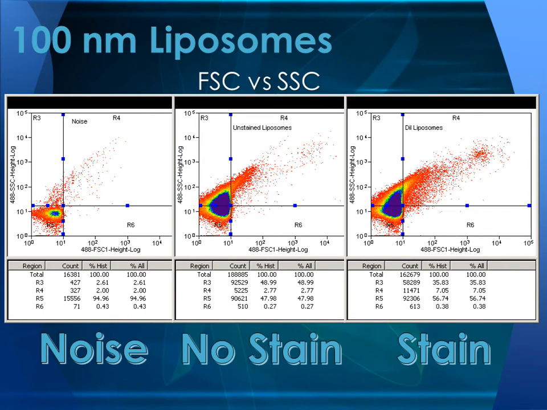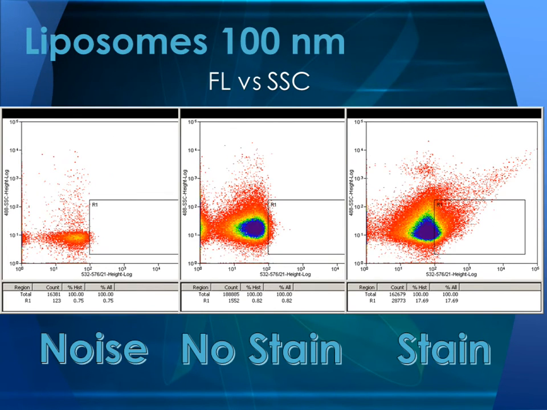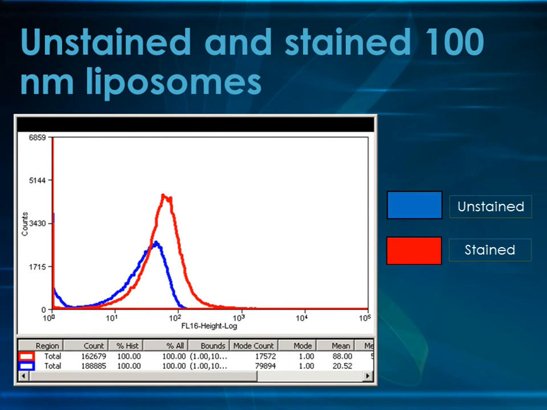The next slide shows stained 100 nanometer liposomes on the Astrios EQ. The first slide shows the forward scatter versus side scatter performance with noise, no stain, and stained samples. The liposomes are visible above noise. The stained DiI liposomes are above the noise on the 561-579 fluorescence channel. This indicates that the Astrios EQ could measure and detect liposomes, which have a lower index of refraction than polystyrene beads, at 100 nanometers. That is within the realm of exosomes.